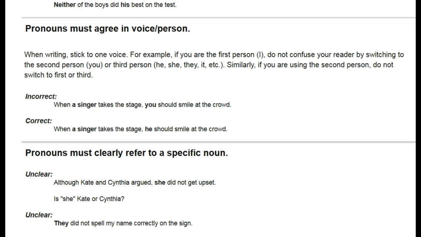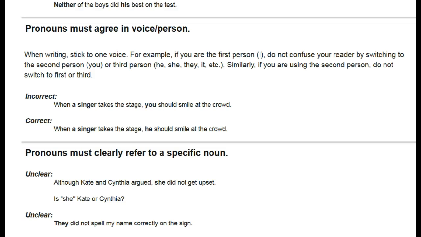Pronouns must agree in voice and person. When writing, you need to stick to one voice. For example, if you are the first person, I, don't confuse your reader by switching to the second person, you, or the third person, he, she, they, or it. Also, if you are using the second person, do not switch to the first or third.